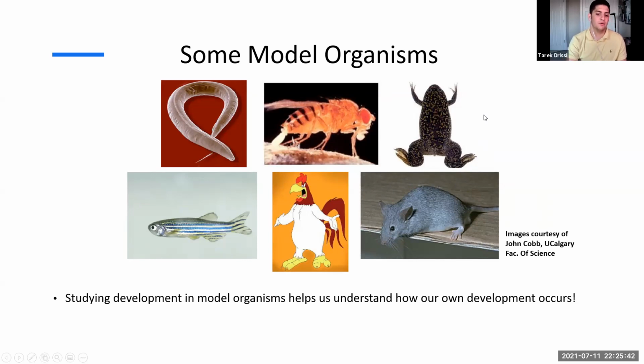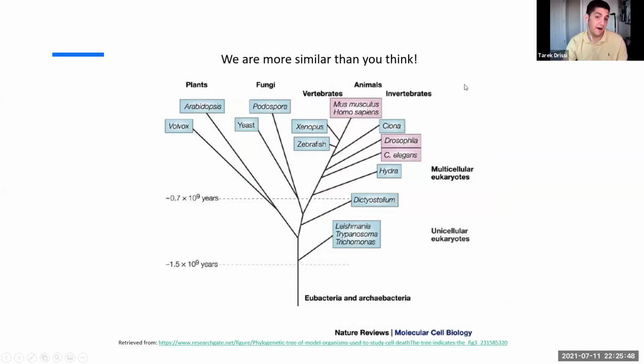So studying development in model organisms helps us understand how our own development occurs. And how do we know that the same things happen in these models as happen in us? What's the point of studying them if they don't even happen in us? Well, we're more similar than you think to these model organisms. If you look at this phylogenetic tree, the distance between these branches actually is relatedness evolutionarily. So, of course, here's humans, Homo sapiens, and this Mus musculus is actually mice. That's the species name for mice. And we're in the same neighborhood as them.